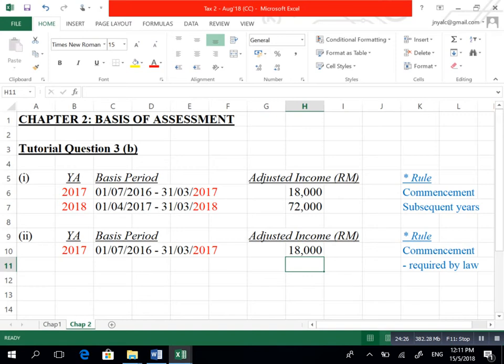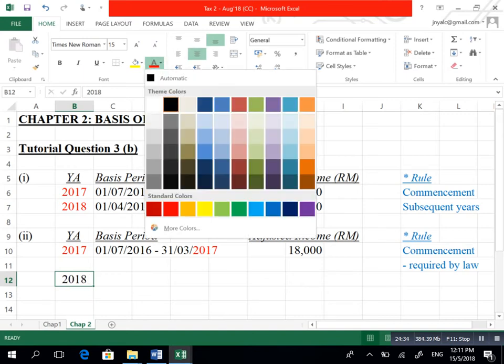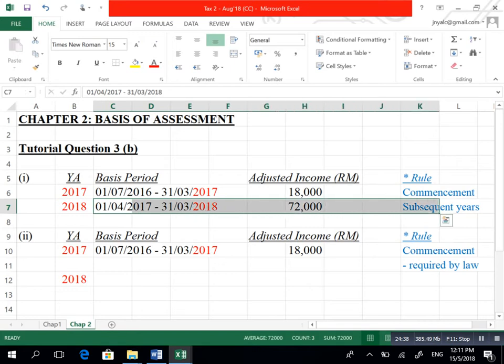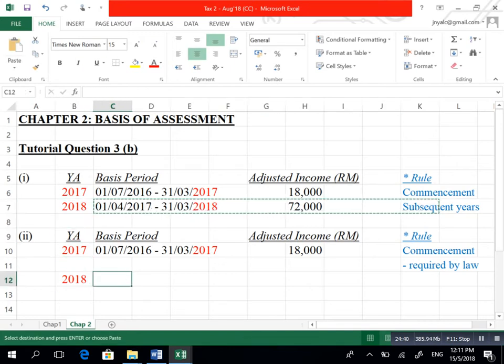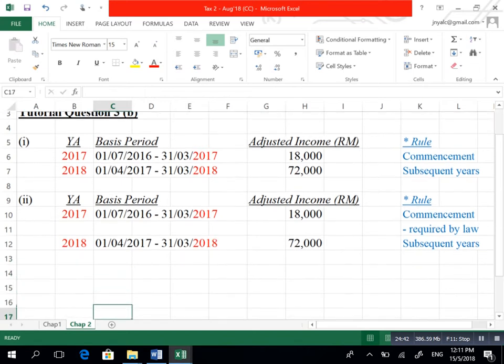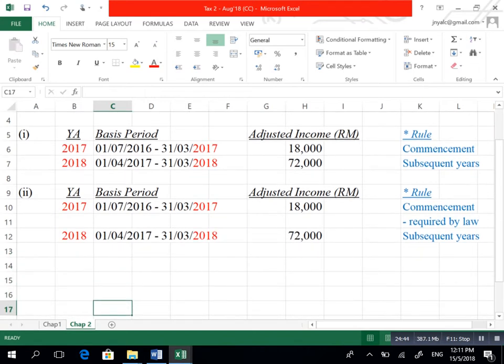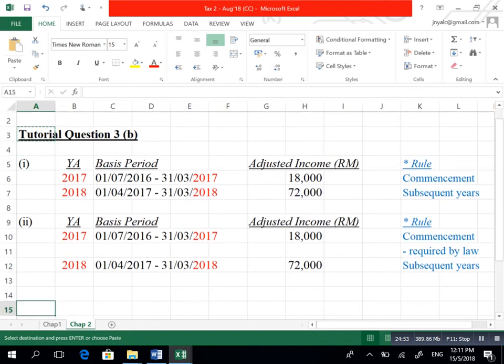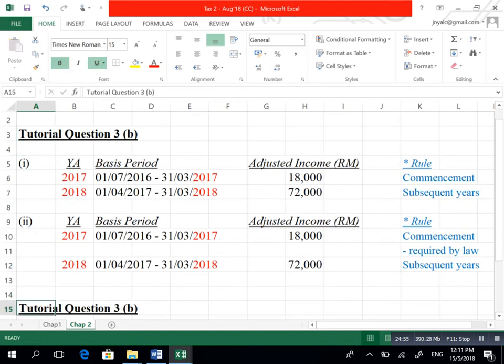And then same thing, follow subsequent year rule. You will get exactly the same answer in here, same as your part 1 also. Alright, and this is the commencement rule and subsequent year rule. Then continue. Let's retry question 3A, the part A just now.